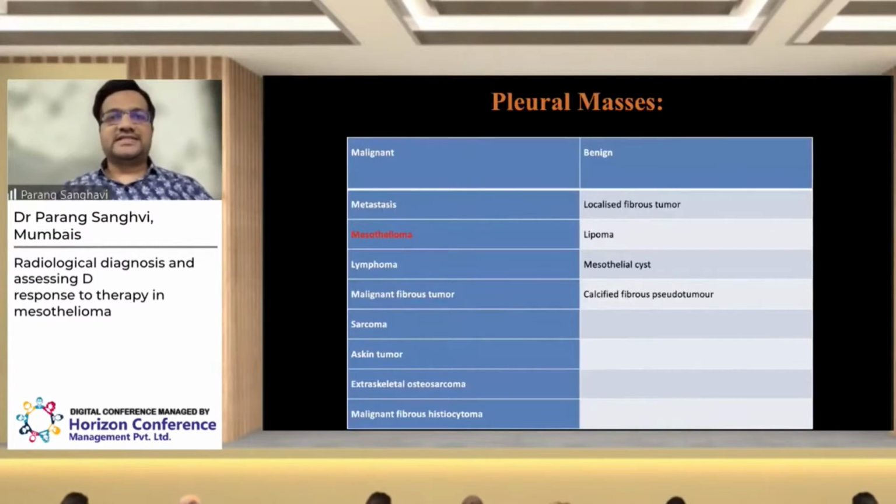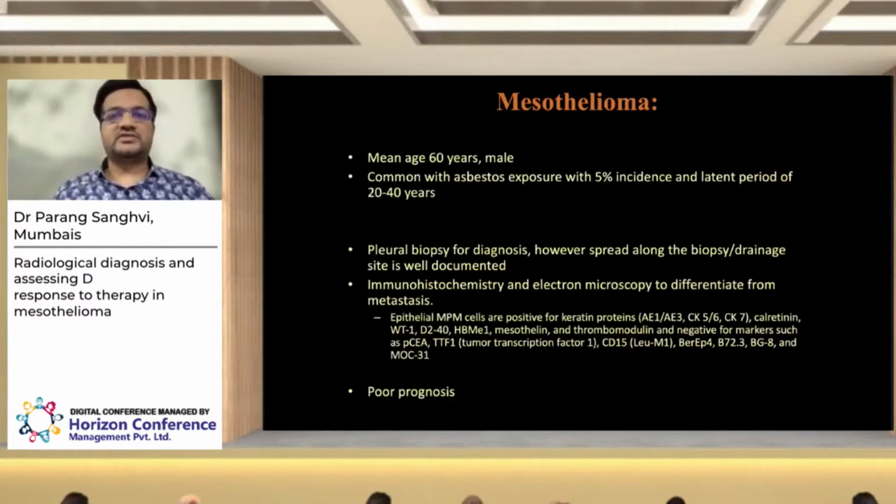As we know, pleural mass comprises a vast variety of entities, but in terms of malignant lesions, the commonest are metastasis and mesothelioma. Right now we're going to discuss mesothelioma, and try to understand how to make this diagnosis, how to avoid misdiagnosis, and how to differentiate it from metastasis and other lesions. And then we'll briefly see the response assessment as well.